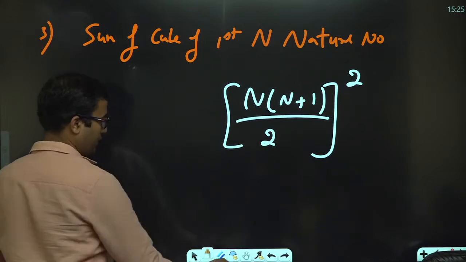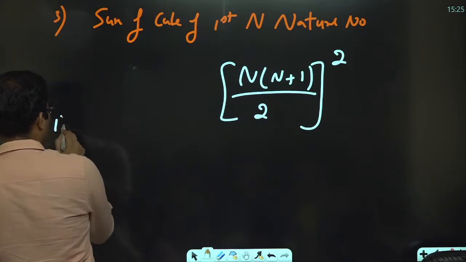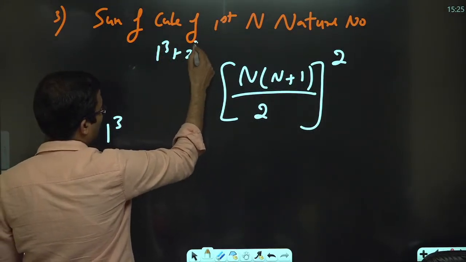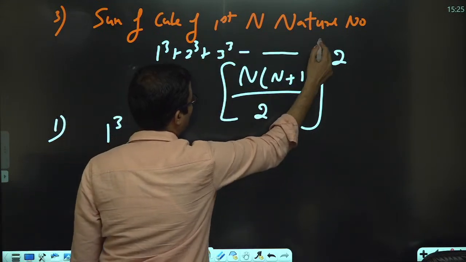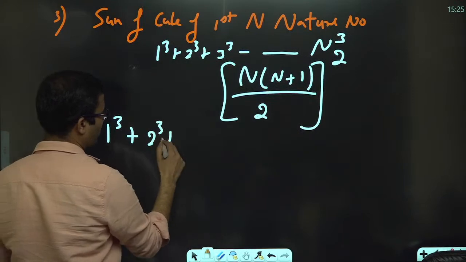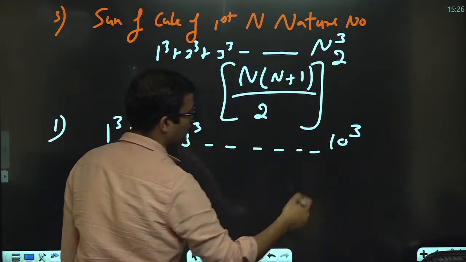My first example. Tell me 1 cube. Acha, what is the meaning of this? Like 1 cube, 2 cube, 3 cube up to n cube. Like 1 cube plus 2 cube plus 3 cube up to 10 cube. Find what is the total of this.